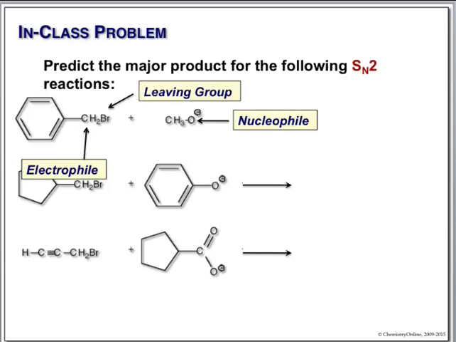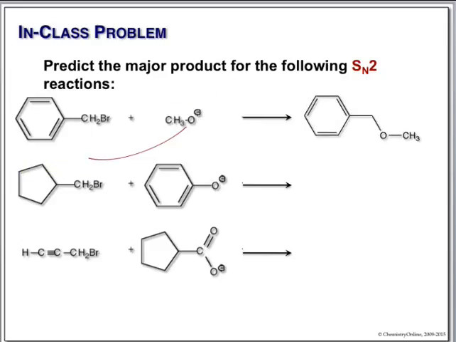Remember that in a simple SN2 reaction, all we have is the nucleophile attacking the electrophilic carbon, and the bond to the leaving group breaks. It's a concerted reaction. The bond making and bond breaking all happens in the same transition state, and that's why it's bimolecular. Very simple, attack, leaving group leaves. This is the product, it's an ether.